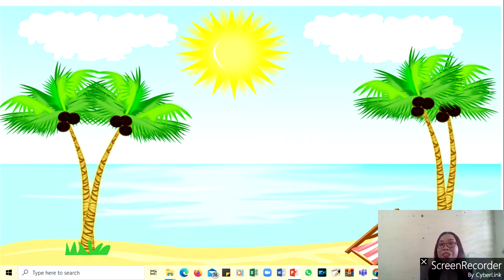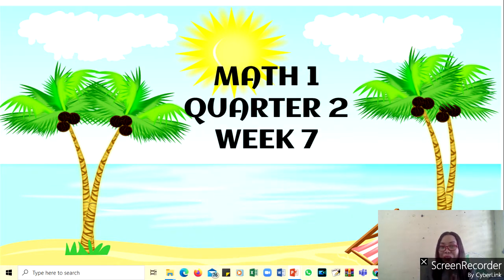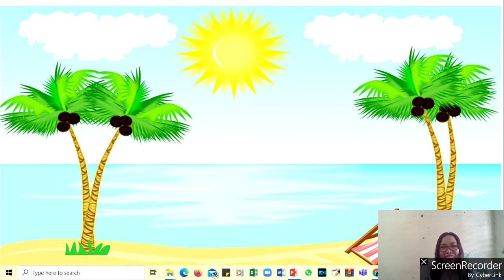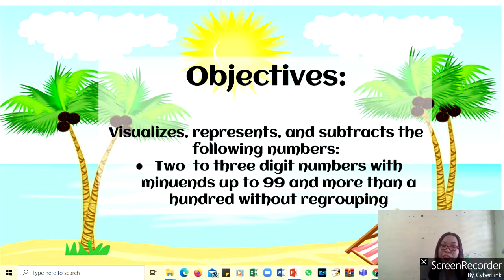Grade 1, I will be discussing our new topic for this week in your mathematics subject. It's for the week 7 to 8, of course. Our objectives for this week are to visualize, represent, and subtract 2 to 3 digit numbers with minuends up to 99 and more than 100 without regrouping. So if last time we discussed regrouping, for this week we will just focus on without regrouping. Okay?